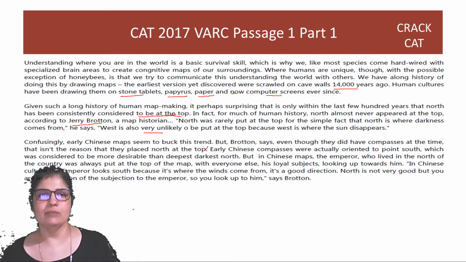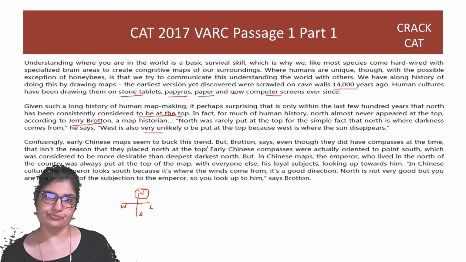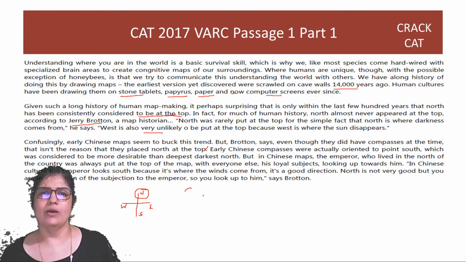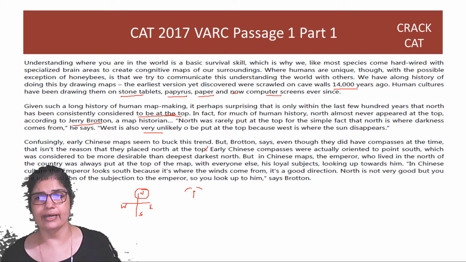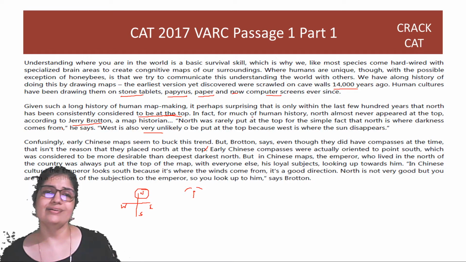Which means, whenever we look at the world, whenever we draw maps, we put north here, south here, east here, and west. So north is at top. Even the compass points like this, with north towards the top. So he's saying that it's a recent phenomenon that it is on the top, right? Because for a long time, north was where the darkness was, so it was not at the top.